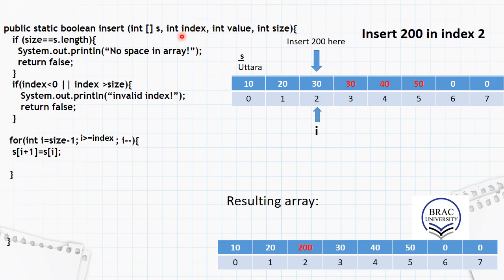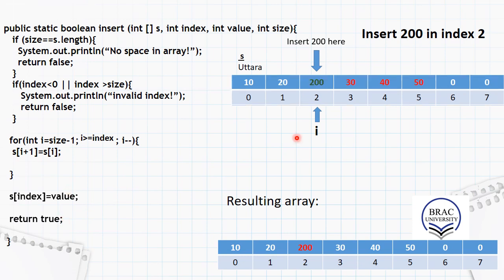Remember, the value of index is stored in index, and the value to be inserted is stored in the variable named value. So the code should be S of index is equals to value. This is pretty simple. And also after I have inserted the value, at the end of my method, I should also return true because the insertion has been completed successfully. So after this line, 200 will be inserted, and I'm done.